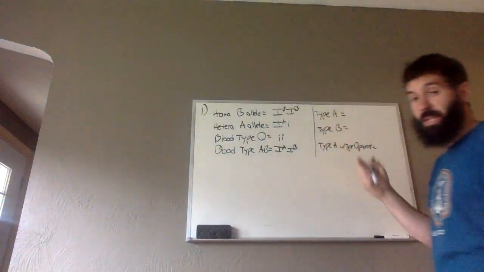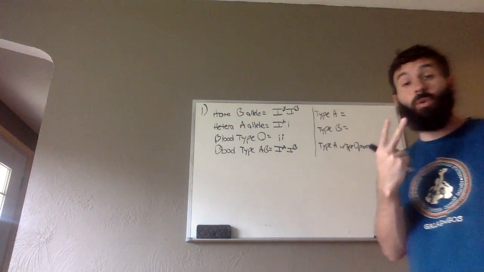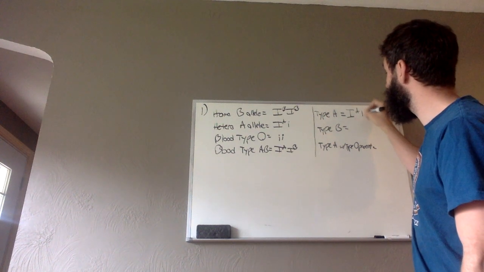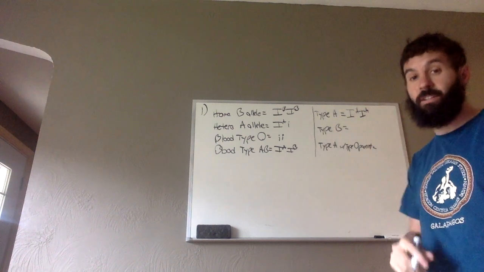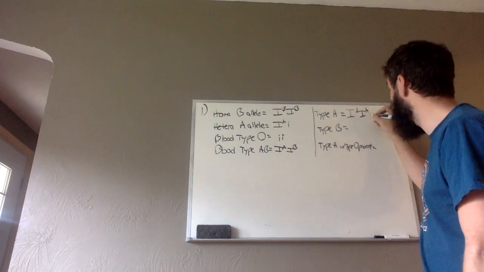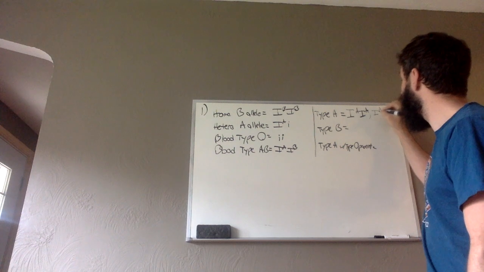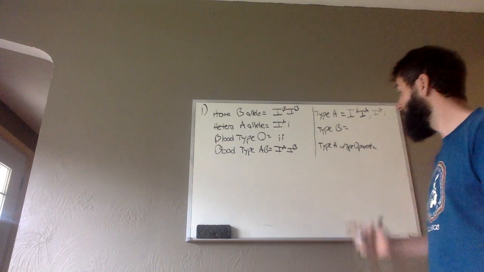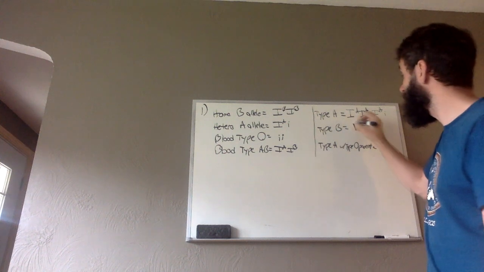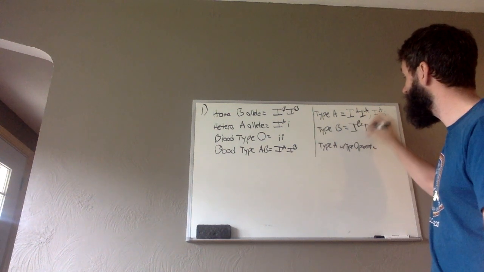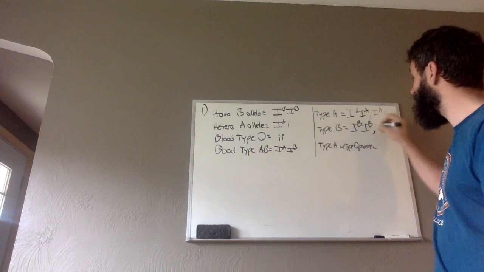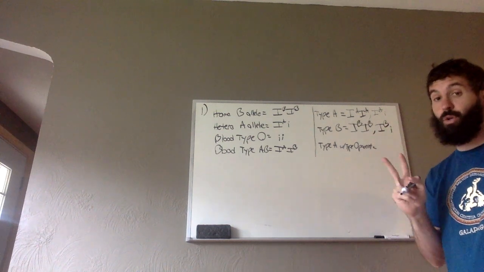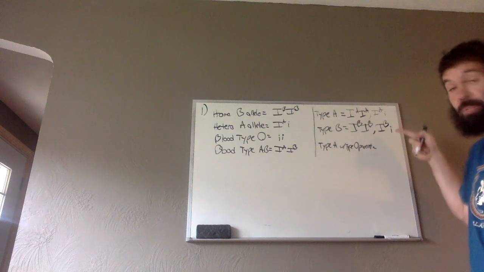Over here it says blood type A. There's two ways to have blood type A. The person could have two of the dominant A alleles, so IA, IA, or you could have IA lowercase i, so you could be heterozygous. Same thing for B. You could either be IB, IB, or you could be IB lowercase i. So there's two options to have blood type A and blood type B.